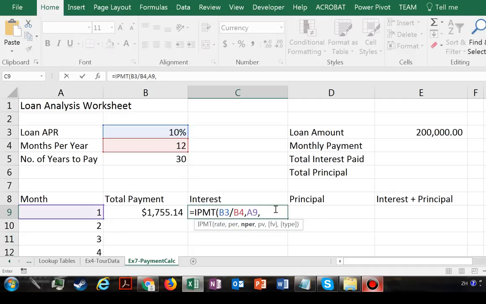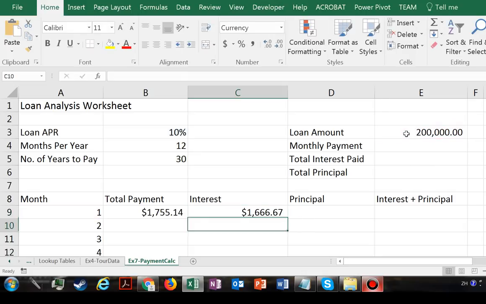The third argument is the number of payment periods, and that would be months per year multiplied by the number of years to pay. And the fourth argument is the present value of this loan. And again, don't forget to put the negative sign in front of the loan amount. And so the answer is $1,666.67. So that's how much out of this total payment will go to paying off the interest.